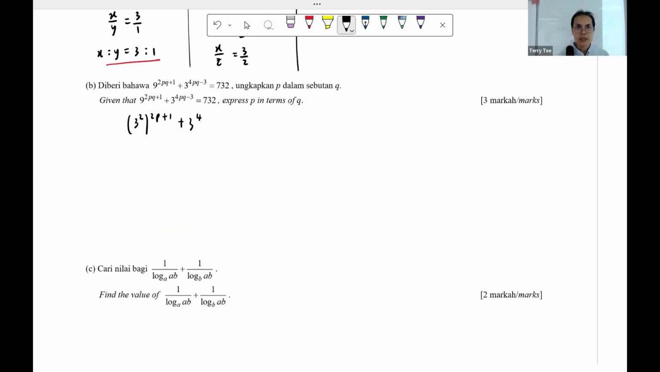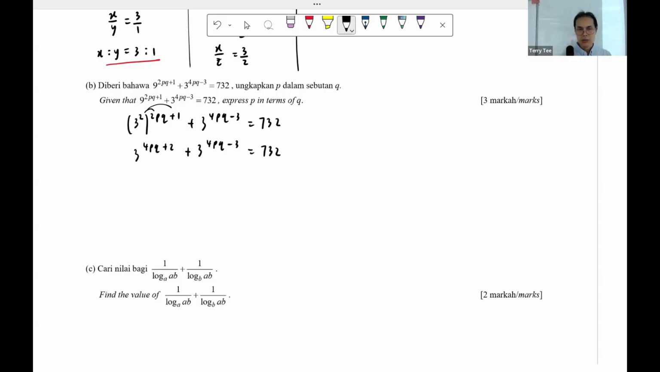Wait, there's 2pq here that I missed out. Sorry. 2pq plus 1. This is 3 power 4 pq minus 3. The result is 732. So we're going to expand this one by one. You get 3 power 4 pq plus 2 plus 3 power 4 pq minus 3.